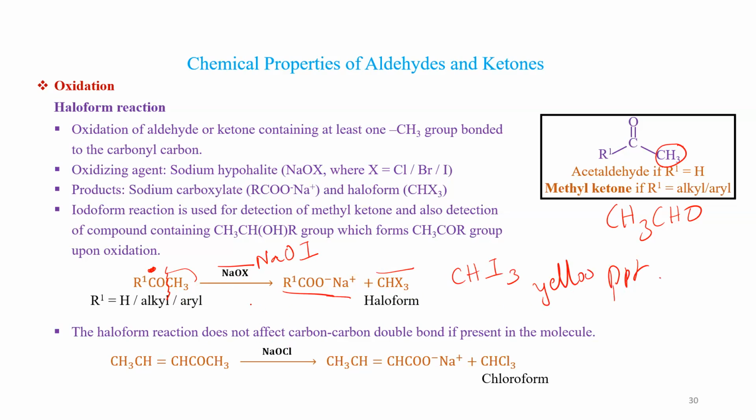And this reagent, NaOX, whether X is iodine or chlorine or bromine, will not affect other functional groups. It will not affect the carbon-carbon double bond. That's what we see in this example. So nothing happens to carbon-carbon double bond. So the bond between carbonyl carbon and the methyl carbon breaks. So we get the carboxylate salt and chloroform. If we are using NaOCl, we'll get chloroform.